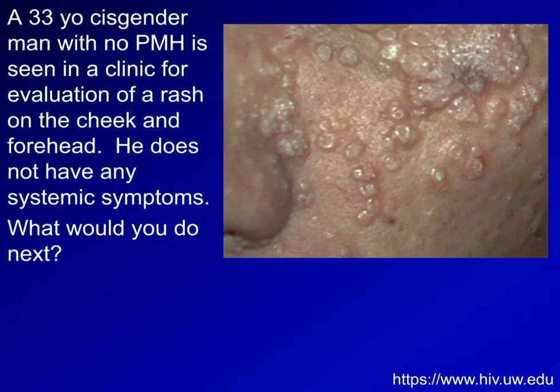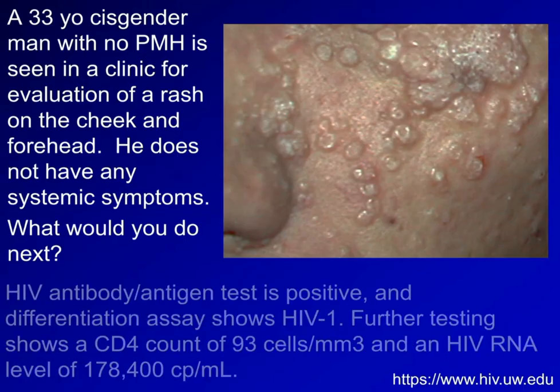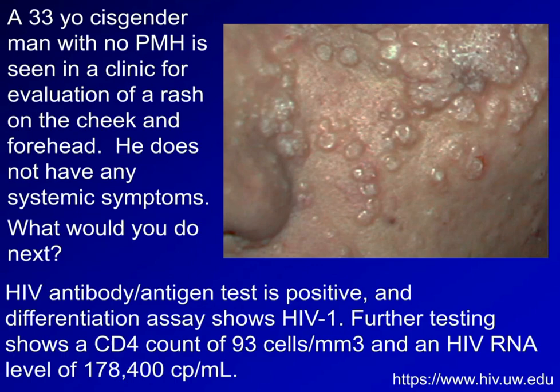HIV? Yeah, correct. Because is molluscum common in the US or not common? Not. It's common to have one or two lesions in a kid. Is it common to have an adult with all these lesions on their face? No. HIV is by far the leading predisposing factor that's going to lead you to that kind of presentation of molluscum. So his HIV antibody antigen test is positive.